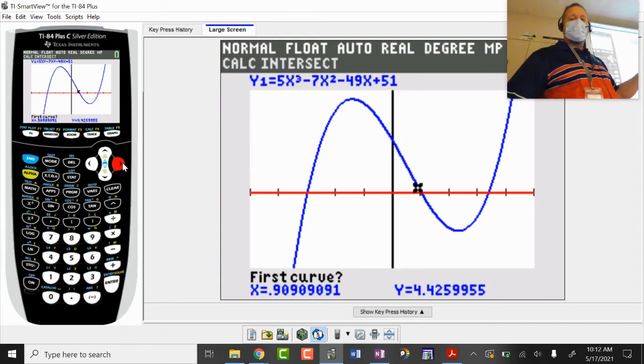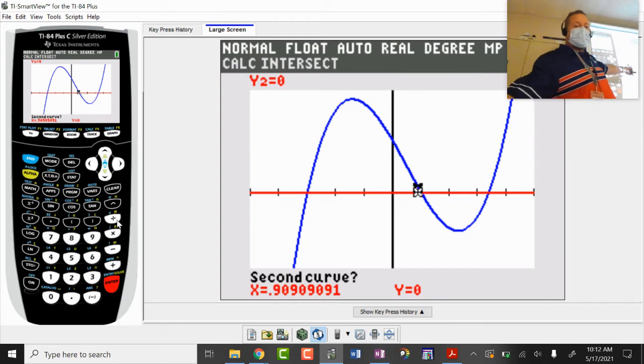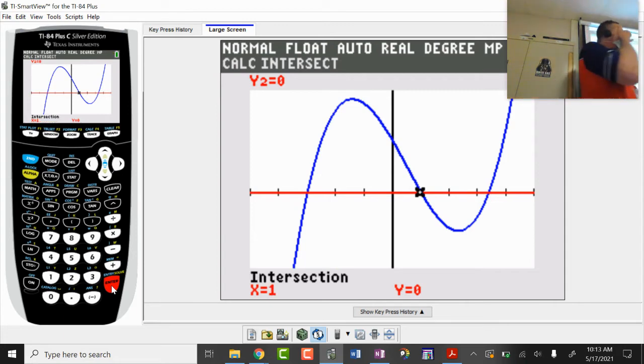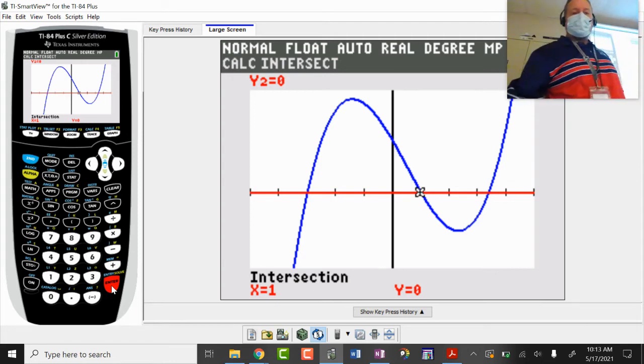Oh, I know you know it's 1. And you don't even have to go right on it, but notice what it says. First curve, okay, fine. Second curve, notice I'm on the horizontal line. I don't understand why the calculator asks for this. Guess, I don't know what that means. I guess you're supposed to stay close, but what does it actually say at the end? What does that say? Intersection. Now I know they intersect at 1, 0, which means for the blue graph, it's at 1, 0 on the x-axis.